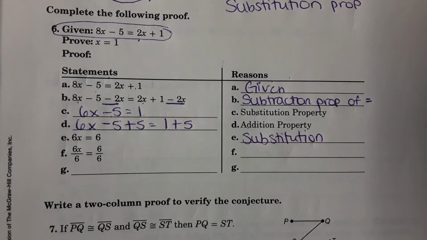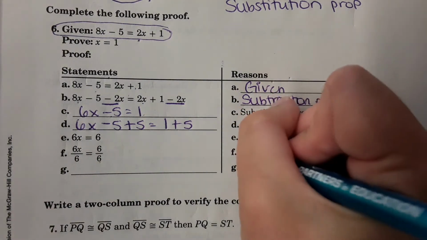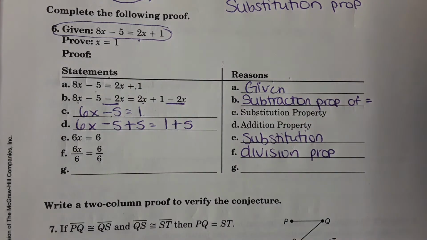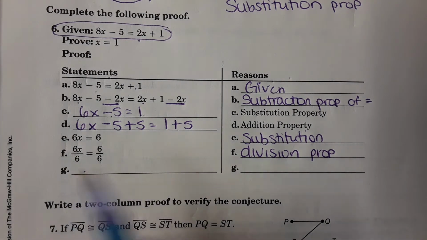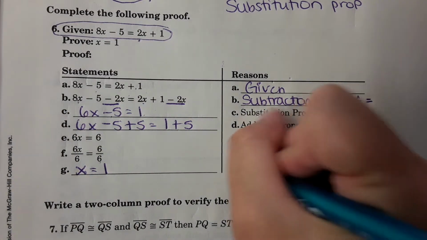Then for F, it shows that they're dividing both sides by 6. That's division property. And then the last step, they're just simplifying it again. X equals 1. So that would be substitution.